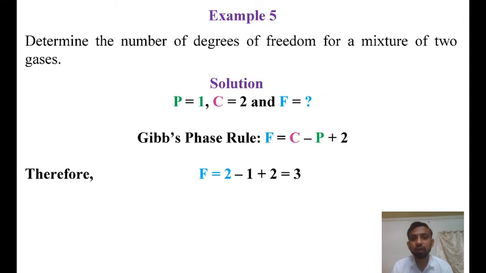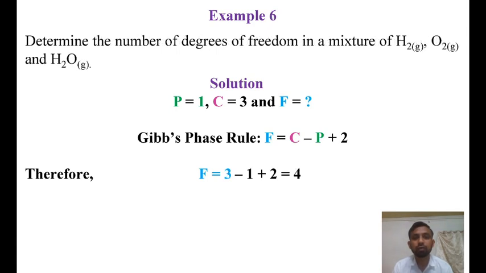Determine the number of degrees of freedom for a mixture of two gases. As we know, gases are highly miscible with each other, therefore P is equal to 1, components is 2, and F is equal to 3. That is, a system containing a mixture of gases is completely defined when its pressure, temperature and composition are specified. If only temperature and pressure are specified, the third variable, that is composition, could be varied, since it is necessary to specify three variables to define the system completely. Therefore here F is equal to 3.